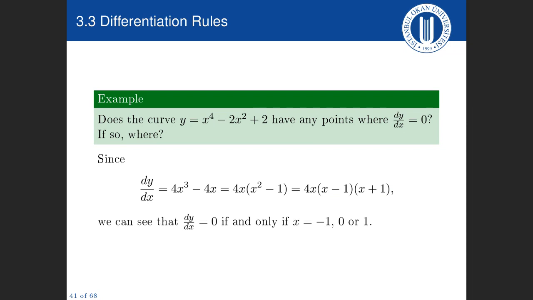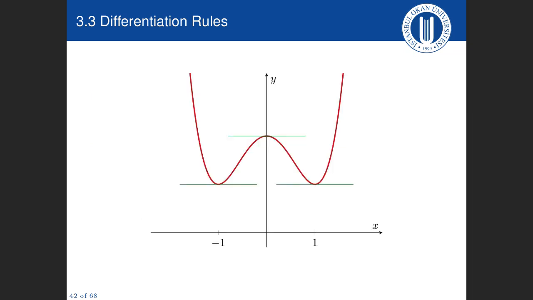We can see that the derivative is equal to 0 if and only if x is equal to minus 1 or 0 or 1. And next, I'm going to show you a graph of this function. And we can see from the graph that the derivative, or the slope, is equal to 0 at minus 1, at 0, and at 1.